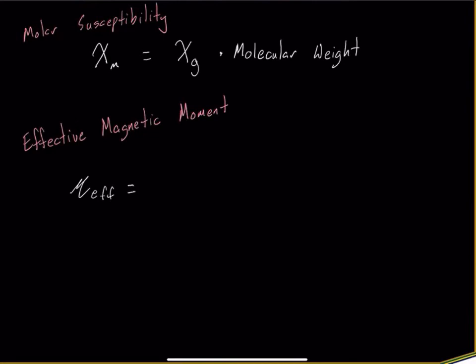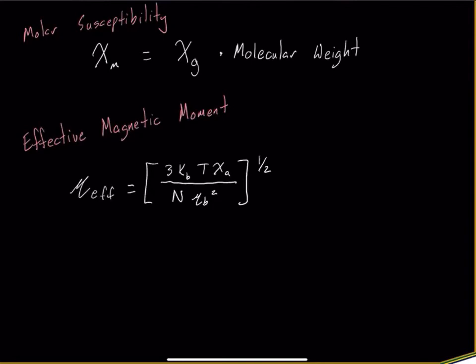So the full version, if you looked in your PChem textbook for this, is that we have 3 times the Boltzmann constant Kb times the temperature in Kelvin times chi A divided by Avogadro's number times the Bohr magneton squared, all of this to the 1/2 power. And this equation is actually written in the PDF.